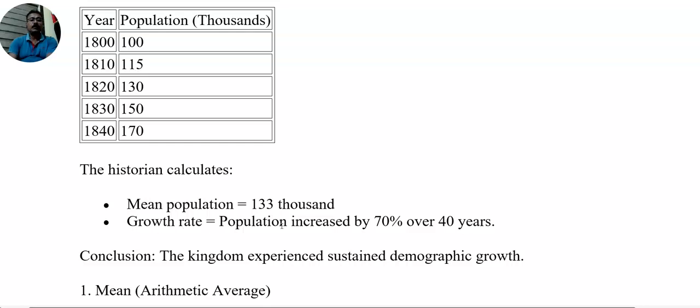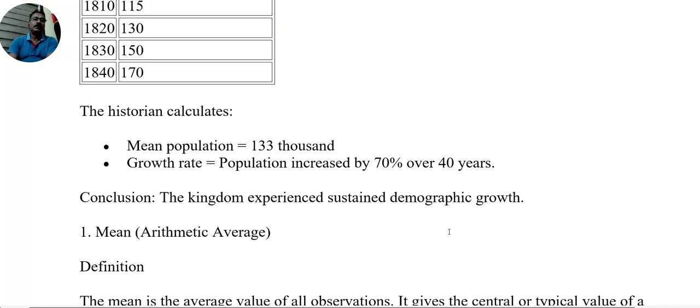Similarly, growth rate: population increased by 70% over 40 years. How can we calculate the growth rate? The final value minus the first value, divided by the first value, into 100. So 170 minus 100 equals 70, by 100, into 100. That means 70% over the 40 years. In this way, the historian can calculate the growth rate of population. The kingdom experienced sustained demographic growth.